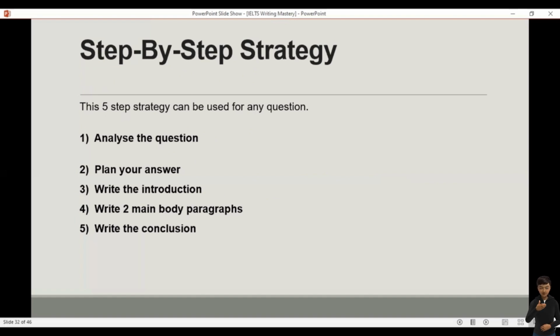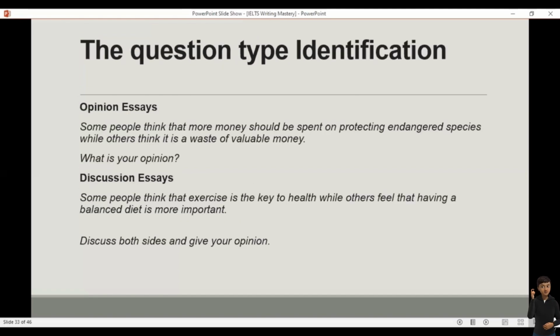This 5-step strategy can be used for any question. First one is the analysis of the question. Number 2 is to plan your answer. Number 3 is to write the introduction. Number 4 is to write the 2 main body paragraphs. And number 5 is to write your conclusion. So we will have to follow those 5 question types, okay? And 5 steps to write the essay, and we will not have any problem at all.